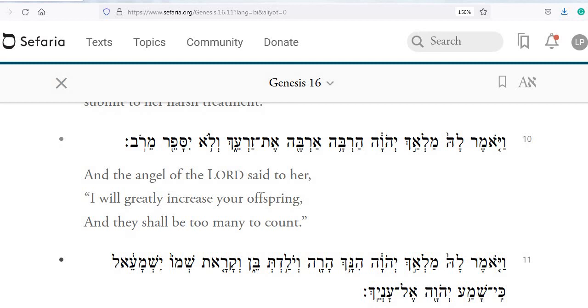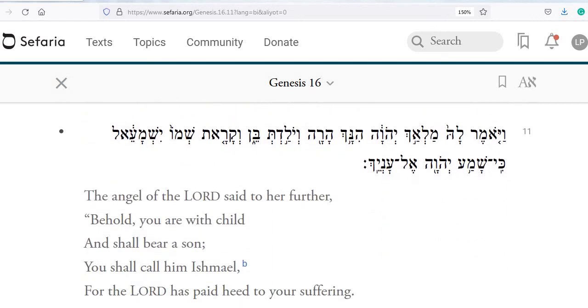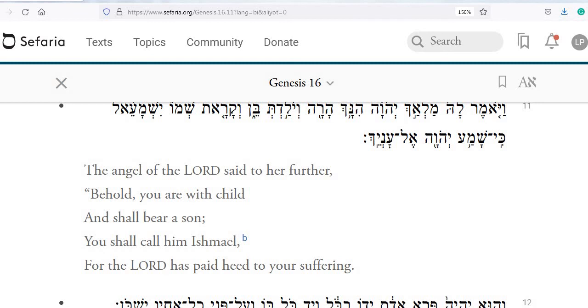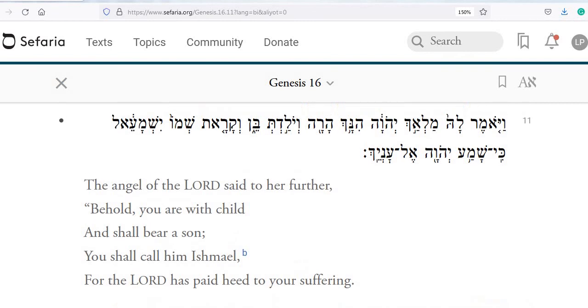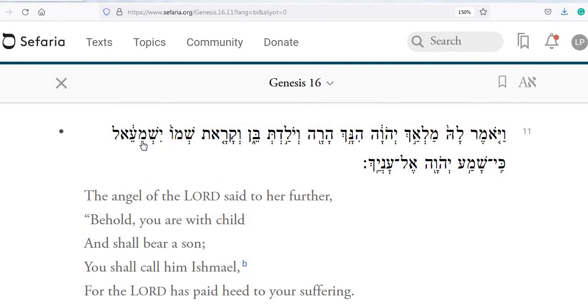And here is where it begins. It's actually right here. This is the Hey that they were sharing, so this is the first letter right here in the name of Hashem. And it's actually the angel of Hashem, of God, who said to her, I will greatly increase your offspring, and they shall be too many to count. The angel of the Lord further said to her, behold, you are with child, and shall bear a son. You shall call him Ishmael, for the Lord has paid heed to your suffering, or the Lord has heard your plea. As you can see here, his name will be Ishmael.